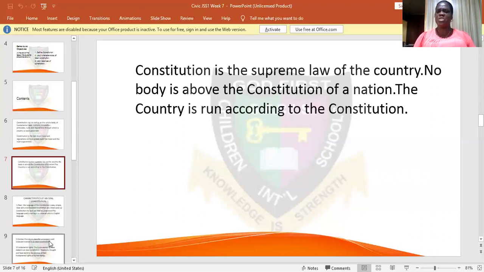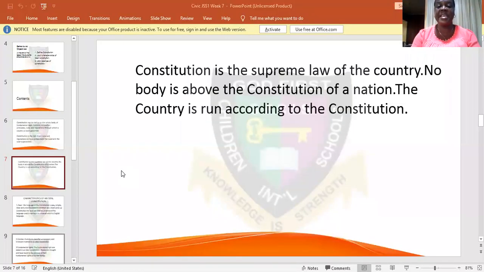In essence, constitution is the supreme law. No law is above the constitution of a country. It's the supreme law, and in as much as it's the supreme law, no other law supersedes it. So it is used to govern the country. What we are saying is that constitution is used as a final law to govern the country. Without the constitution, the government cannot rule the state conveniently because the constitution is the supreme, the highest law.